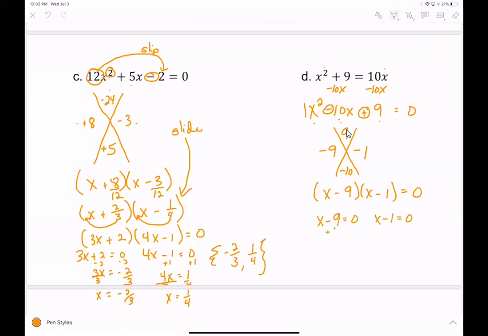So I'm going to add. Now, I missed a step here. We slipped. Remember, you do slide, but since it's a 1, remember the 1 does not change your numbers. So we're going to end up with x equal to 9. I'm going to add 1, and I'm going to get x equal 1. So our solutions are 9 and 1.